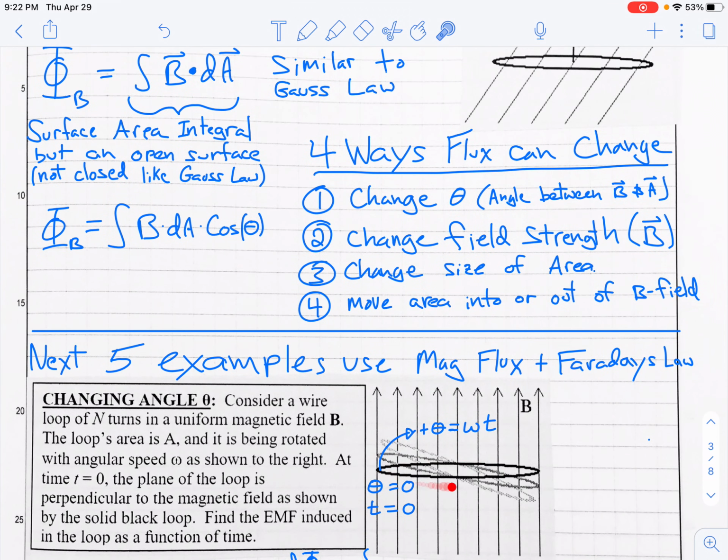Here we've got a loop which starts perpendicular to the field, and then it starts rotating over time, right? And omega here is an angular speed, which is in radians per second. So if you take radians per second and multiply it by seconds, you will get radians. So the angle that the loop has rotated through is omega t. This is like angular kinematics again. And at time 0, theta is 0, and then it starts rotating. I'm just going to call this direction positive.